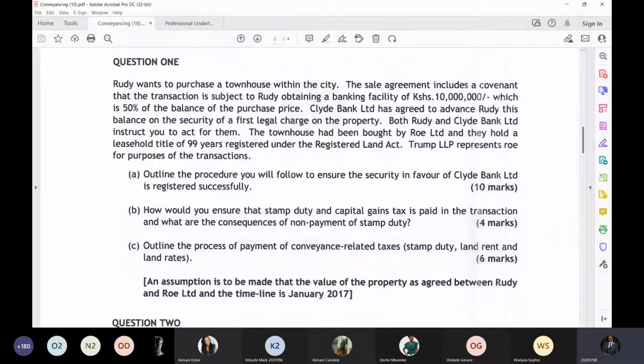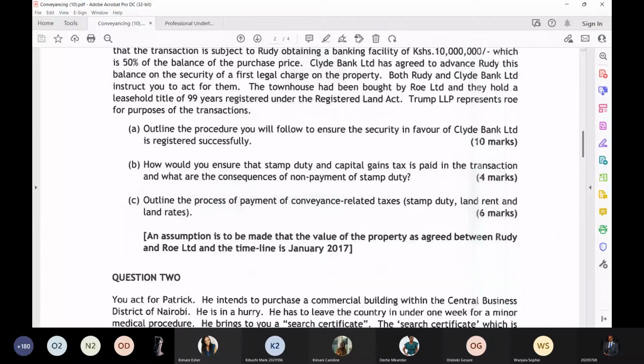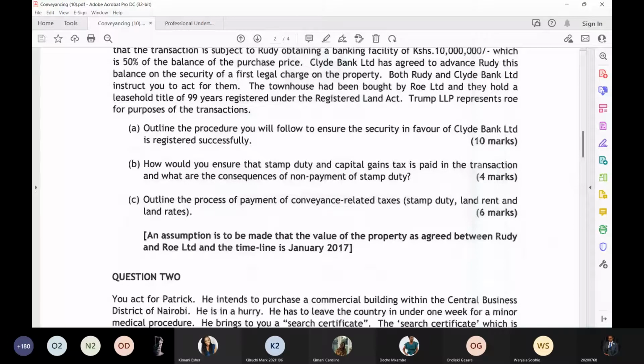You go straight ahead to the next question. Outline the process of payment of conveyance-related tax. Let's start with stamp duty. How do you pay for stamp duty? Guys, how do you pay for stamp duty?